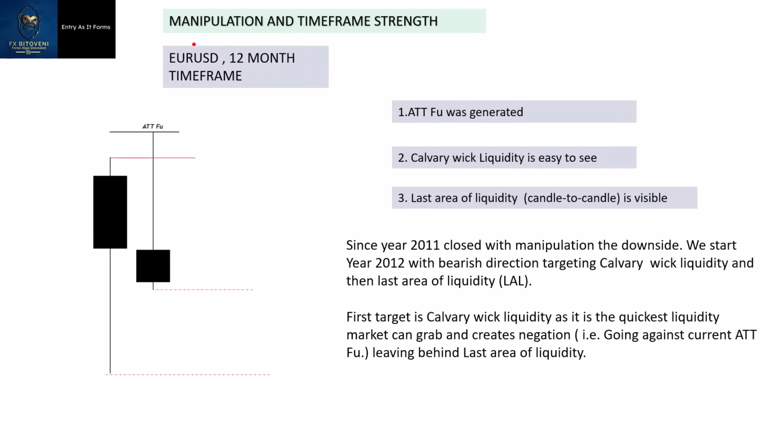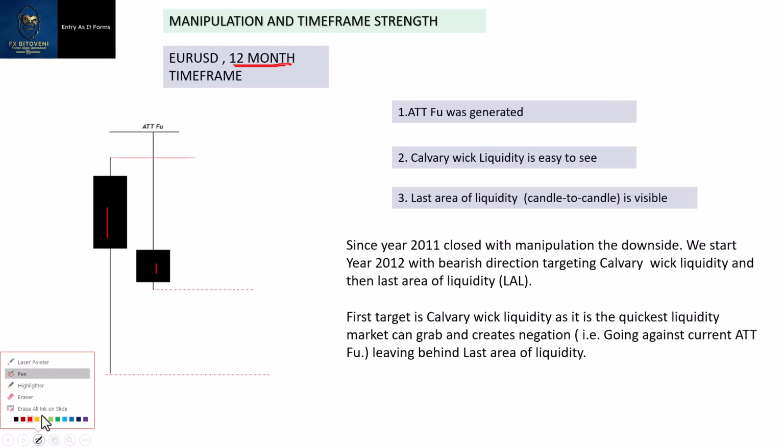So Euro USD 12 month. Look at this. This is a yearly time frame. Every candlestick here takes 1 year to complete. This is a screenshot from Euro USD, since 2011. This is 2011. This is 2010. This candle is 2010. This is 2011. Now, this is the anti-FU that was generated.